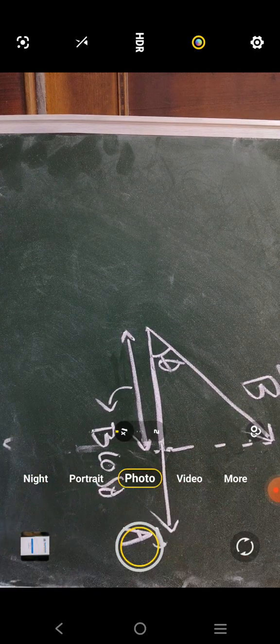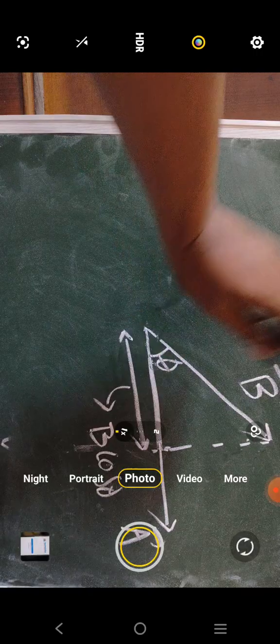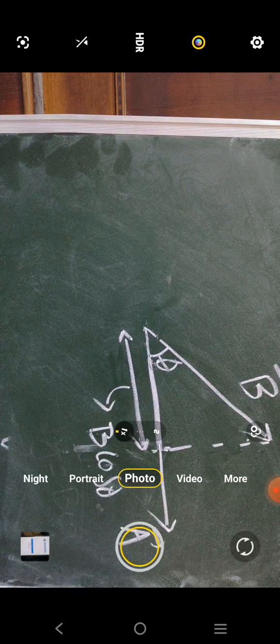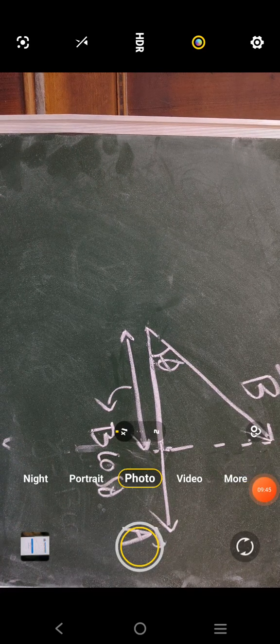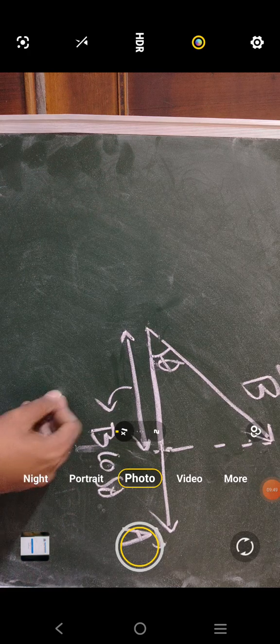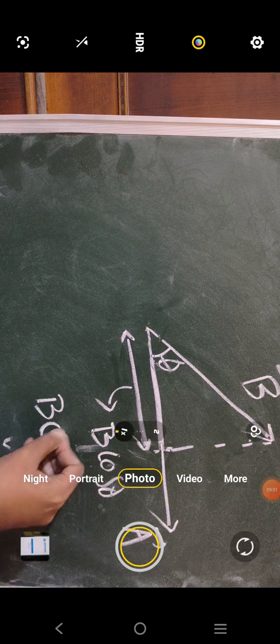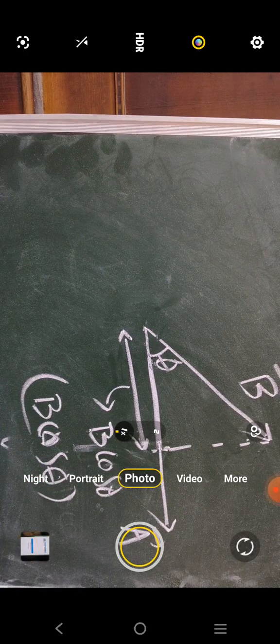So the projection of B on A, I am repeating it again, will be B cos theta into A.